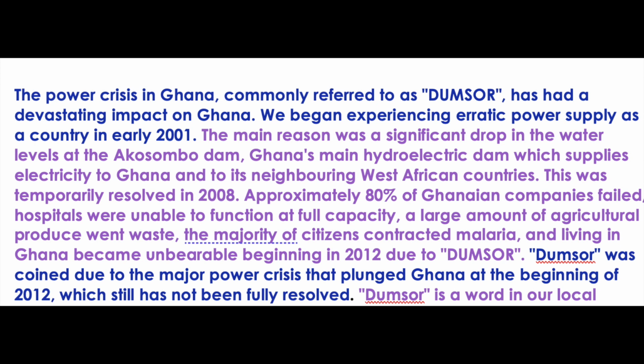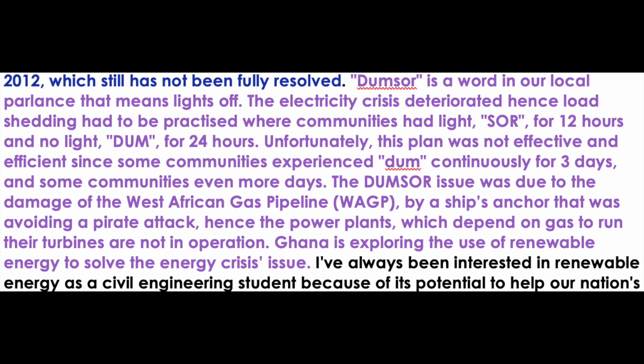Dumsor was coined due to the major power crisis that plunged Ghana at the beginning of 2012, which still has not been fully resolved. Dumsor is a word in our local parlance that means light off. The electricity crisis deteriorated, hence load shedding had to be practiced, where communities had light for 12 hours and no light for 24 hours. Unfortunately, this plan was not effective and efficient because communities experienced Dumsor continuously for 3 days and some communities even more days.